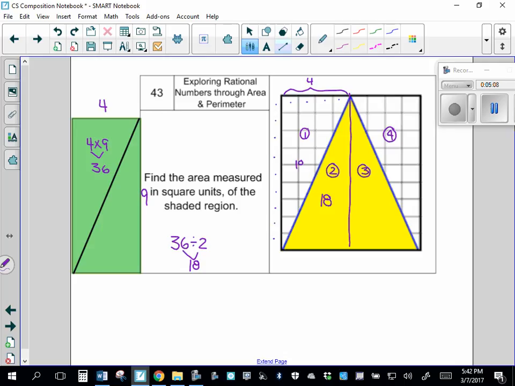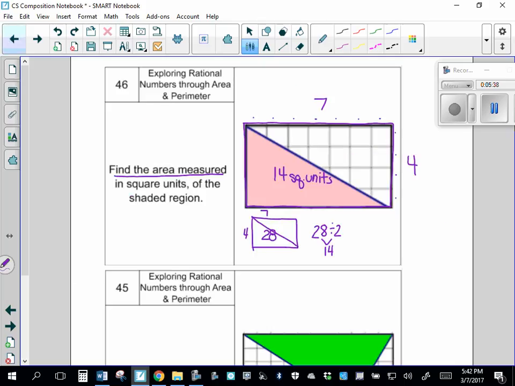This was 18 units. This is 18 units. And that is 18 units. But these are the ones we want. So the total shaded area is equal to 36 square units, because that's what 18 plus 18 is.